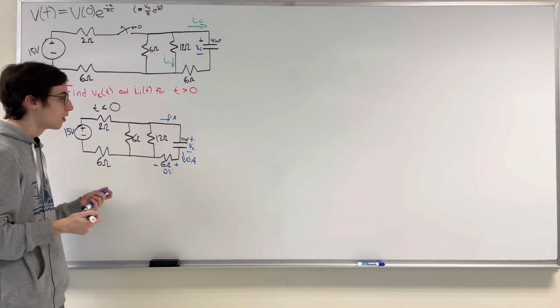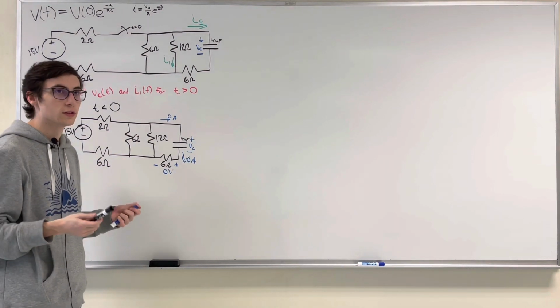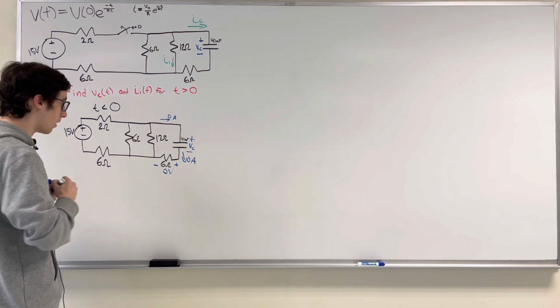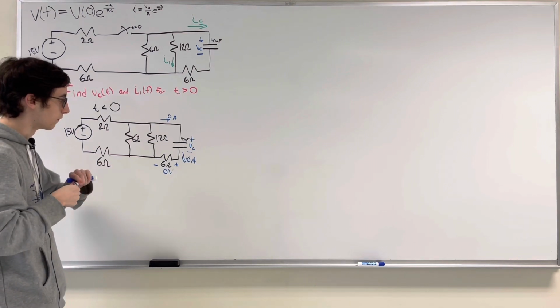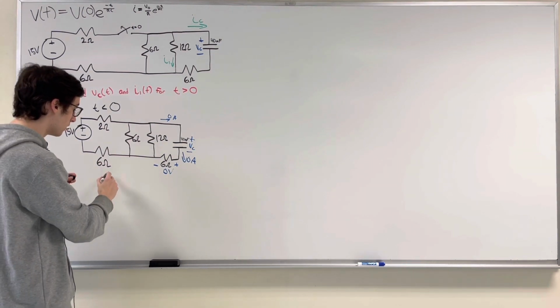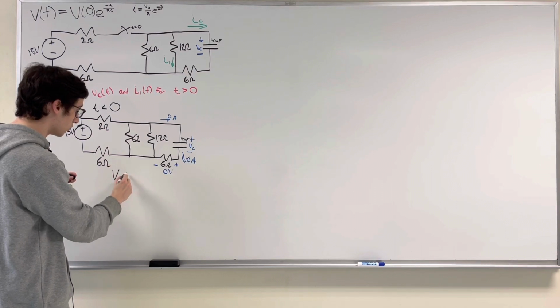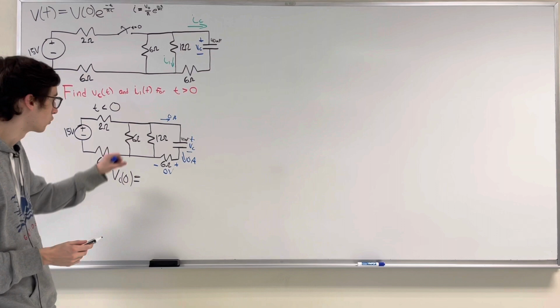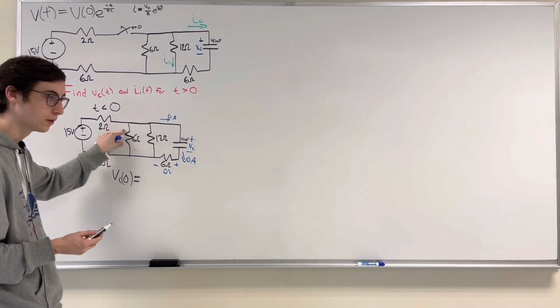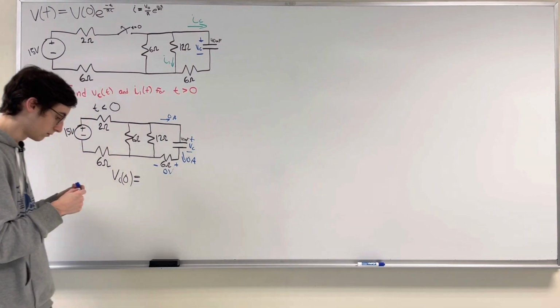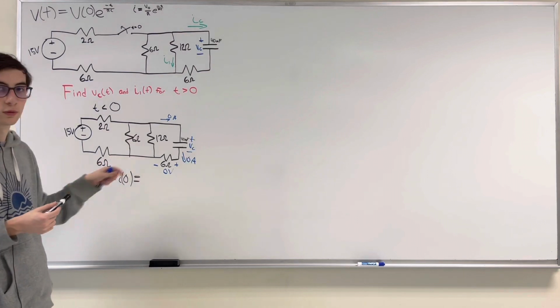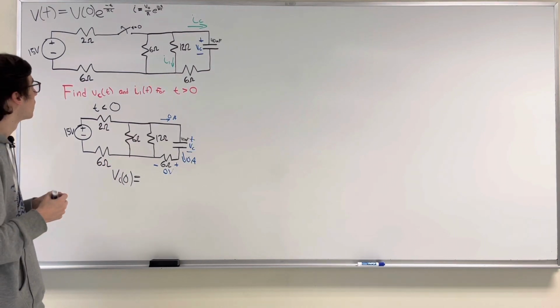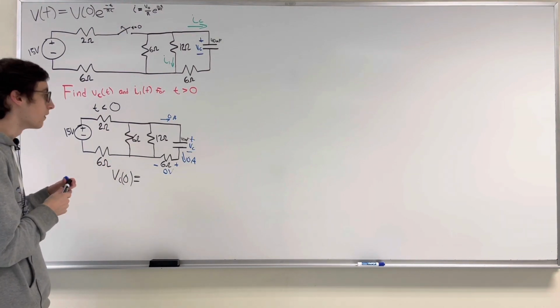Now, what we're trying to do when time is less than 0 is find V0, or V0 of C. V0 of C is just going to be equal to the voltage across this resistor or this resistor, because they're in parallel, so their voltage will be the same. But in order to do that, we need to find the voltage across it.